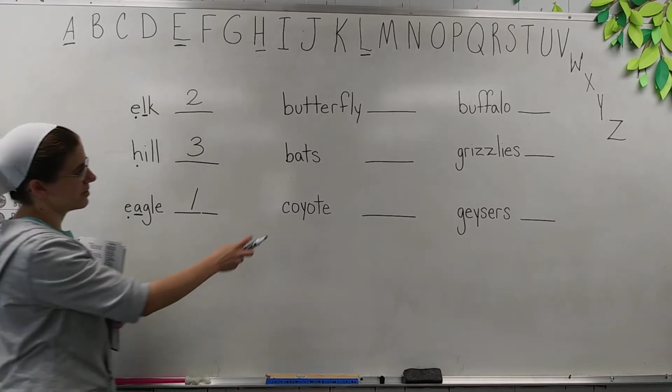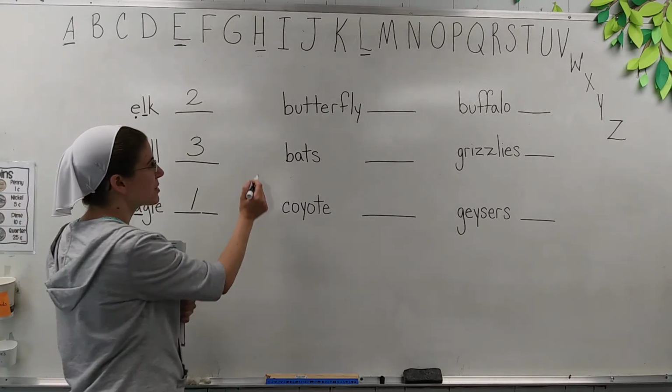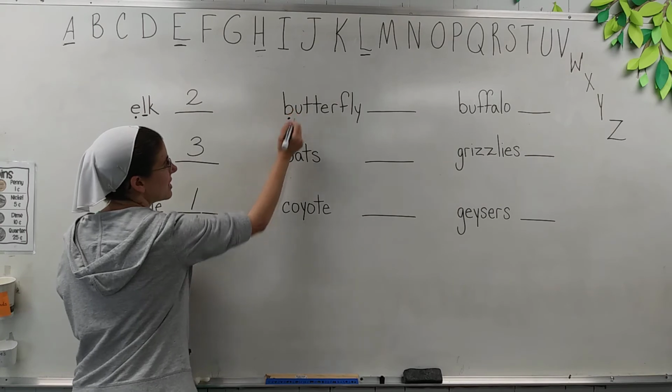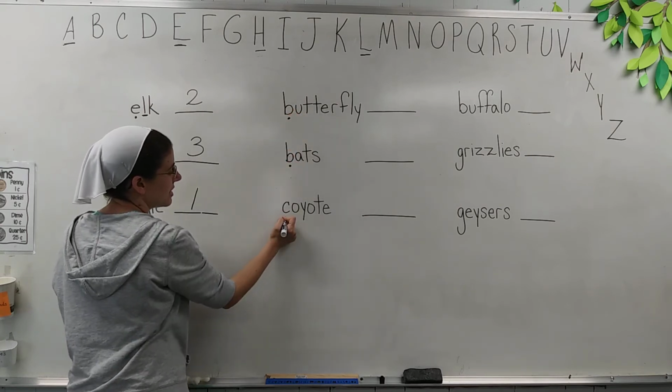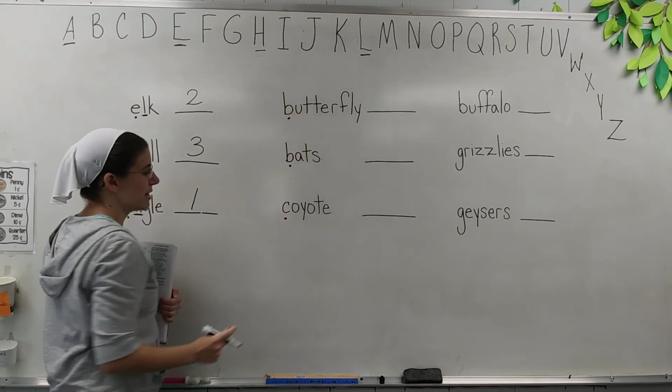So here's another one. Let's look at the first letter of each word. Here we have a B and a B and a C in coyote.